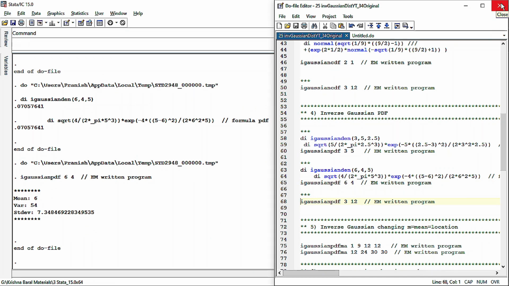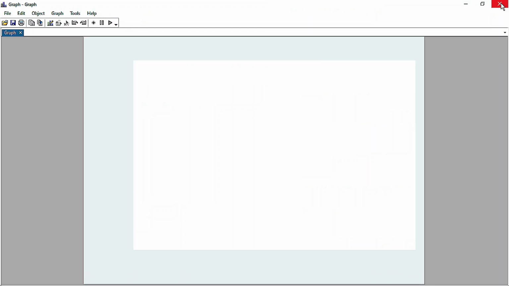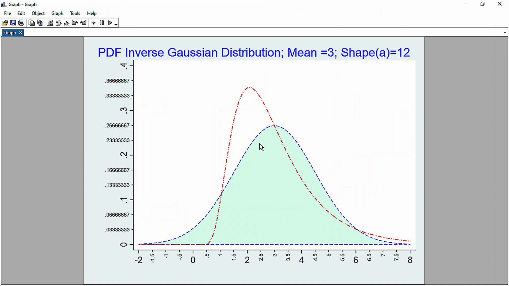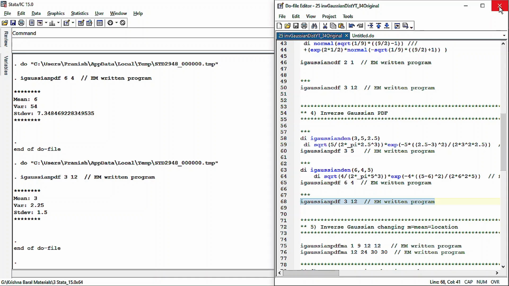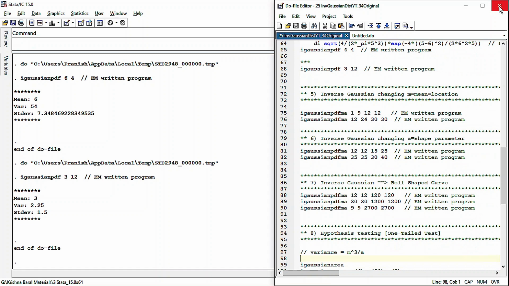Similarly, let us draw the PDF graph for m to be 3 and the shape parameter a to be 12, and we should see this graph. Again, at the backdrop we have a normal distribution with the mean and variance equal to the mean and variance of this inverse Gaussian distribution. Now let us change the mean parameter and see what is the nature of the inverse Gaussian distribution. We are going to change the mean parameter all the way from 1 to 9, with the shape parameter to be 12.